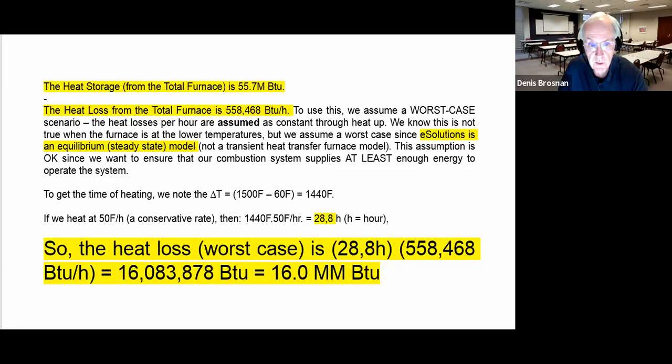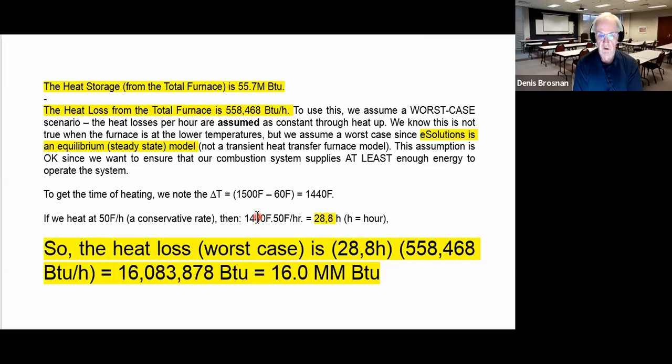So we're going to add all these up, okay? And so when we add them up, the heat losses, worst case, is going to be 28.8 hours times 558,468 is equal to about 16 million BTUs in 28 hours. That's the time of heating of the furnace. Now that's assuming that we're at the peak temperature throughout the furnace heating schedule.